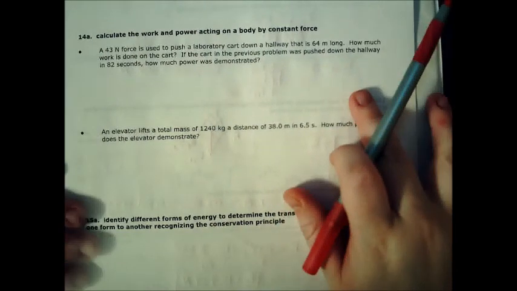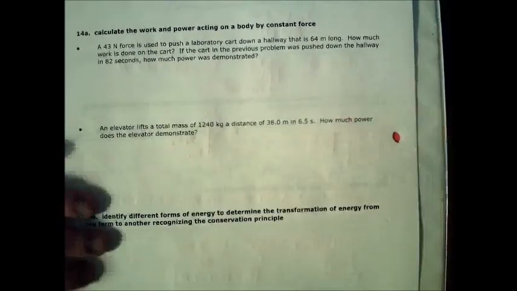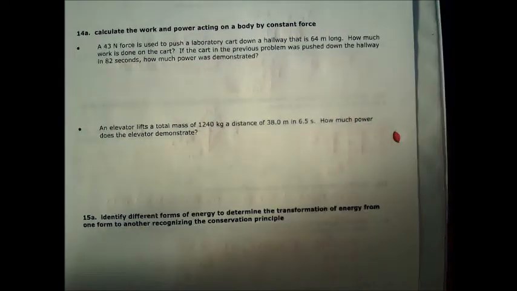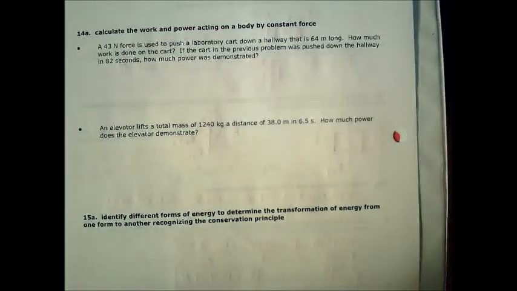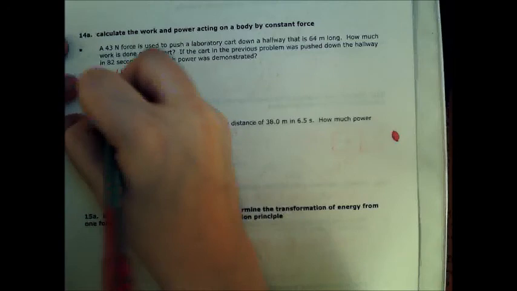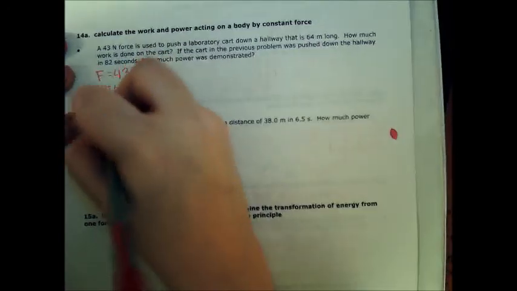All right, 14a, work and power. Calculate the work and power acting on a body by constant force. So a 43 Newton force is used to push a lab cart down a hallway that is 64 meters long. How much work is done on the cart? If the cart was pushed in 82 seconds, how much power was demonstrated? So we've been given a force of 43, a distance of 64, and a time of 82.